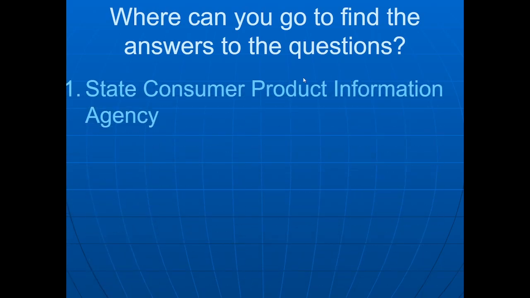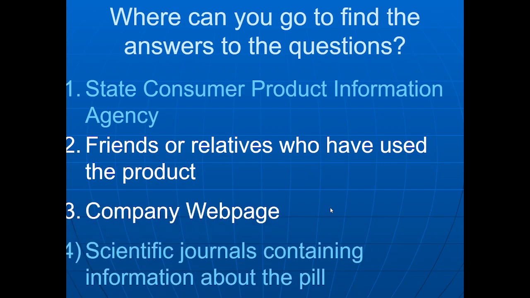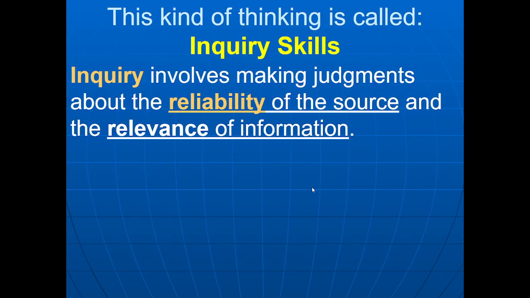Where can you go find the answers to these questions? You can find them at the State Consumer Product Information Agency, friends or relatives who have used the product, the company webpage, or scientific journals containing information about the pill. This kind of thinking is called inquiry skills.